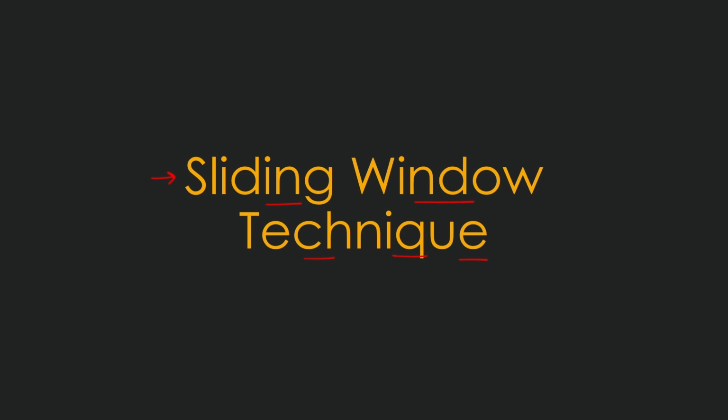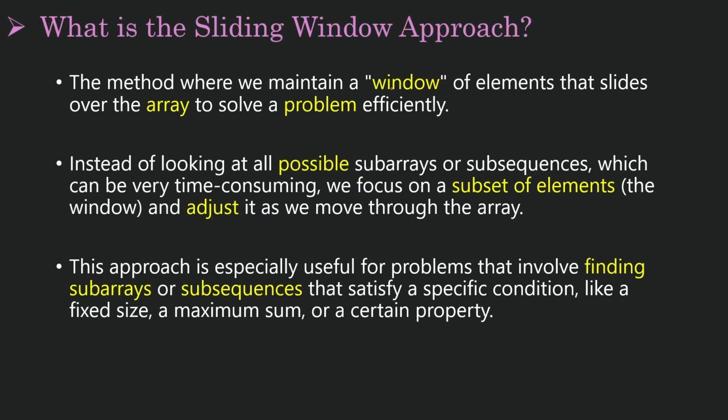Let's get started. The sliding window technique is a method where we maintain a window of elements that slides over the array to solve a problem efficiently. Instead of looking at all possible subarrays or subsequences, which can be very time-consuming, we focus on a subset of elements, the window, and adjust it as we move through the array. This approach is especially useful for problems that involve finding subarrays or subsequences that satisfy a specific condition, like a fixed size, a maximum sum, or a certain property.